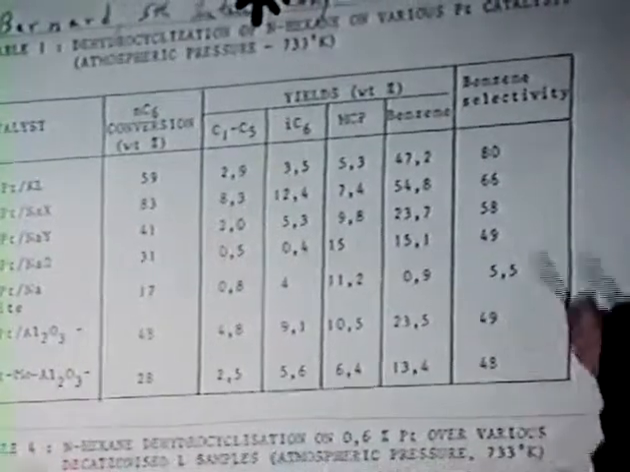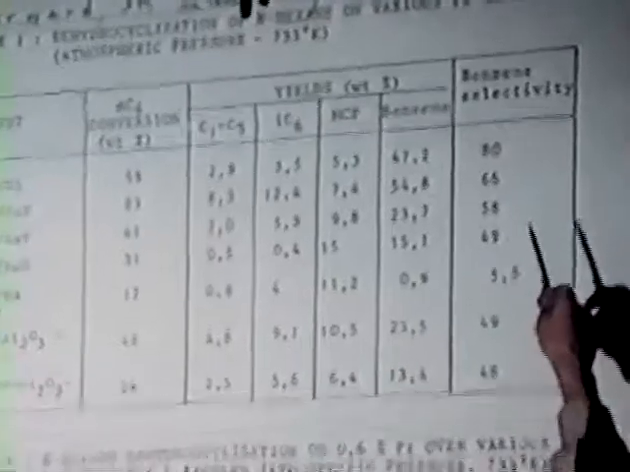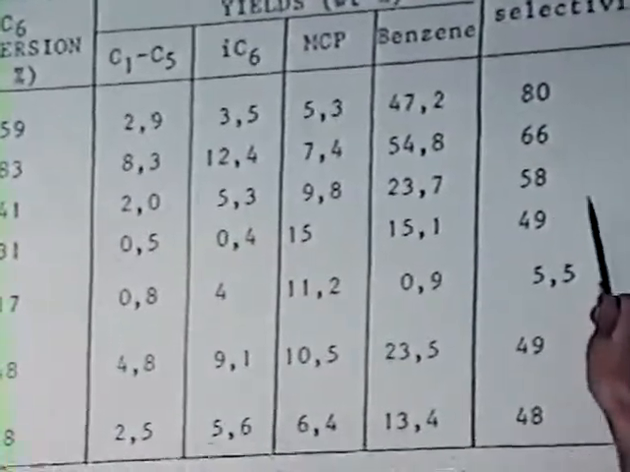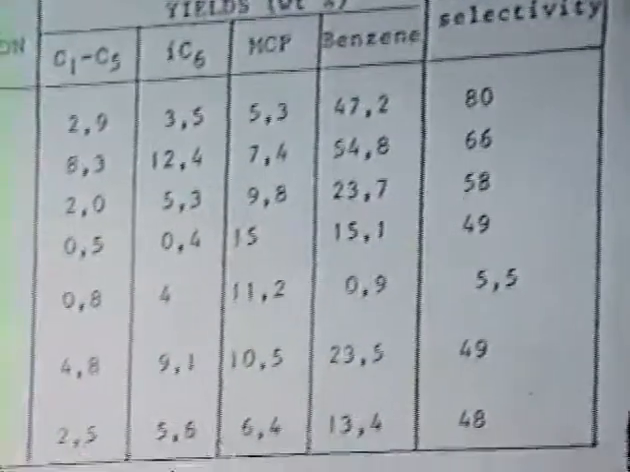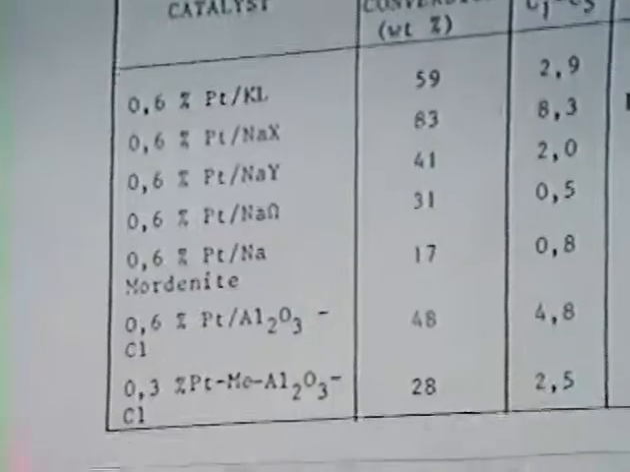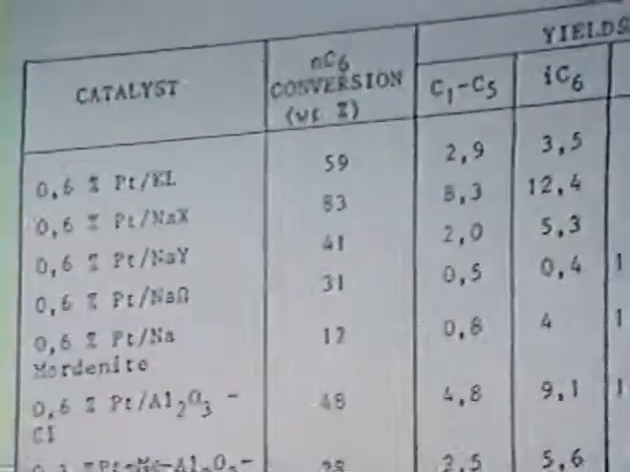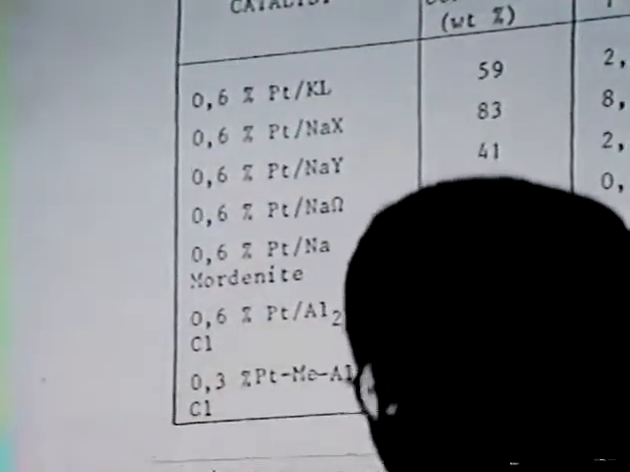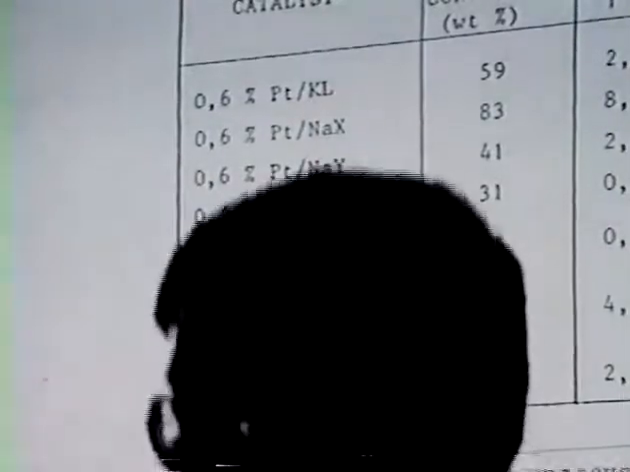And the point is that all of those have much less selectivity than the platinum L for this reaction, normal hexane into benzene. Now, there's a little cheating going on here because it turns out that the selectivity is highly dependent on the conversion, and the selectivity only gets very high at high conversions, and you can see that these are not all at the same conversion. But still, even when you normalize to the same conversion, platinum L wins.